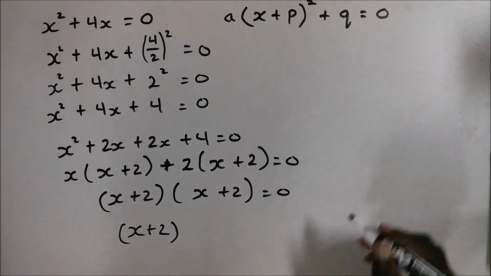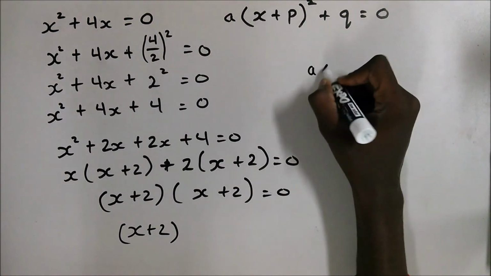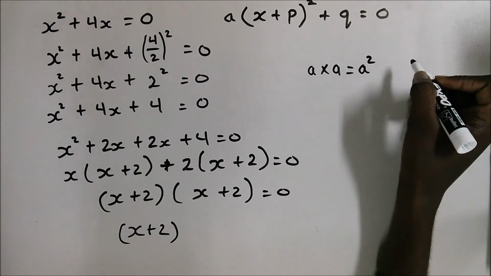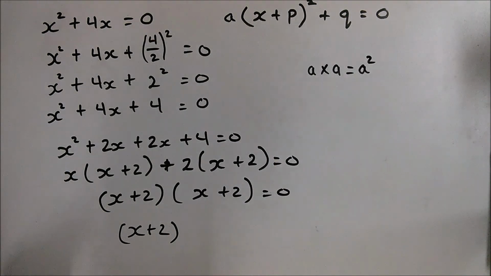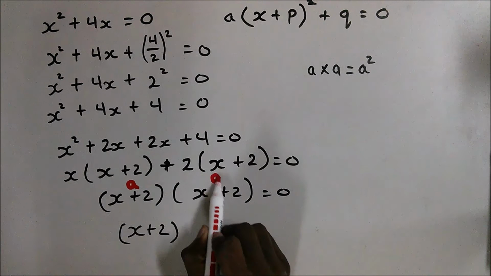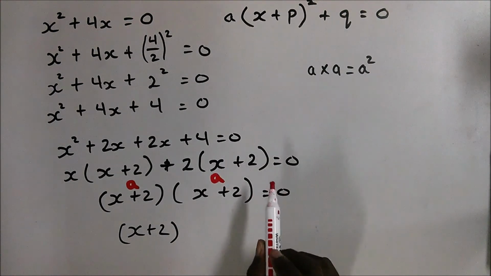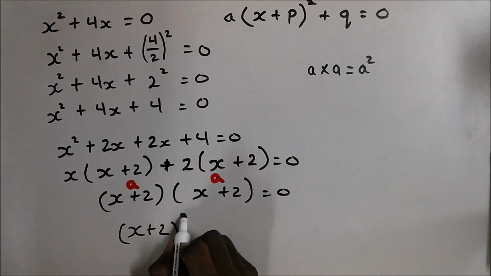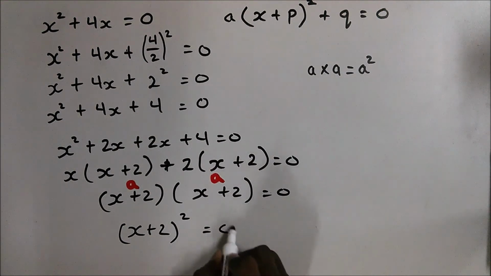we can use the rule that says a times a is equal to a squared. This is like a, one a, another a, which is equal to a squared. So when we write that, we get (a) all squared is equal to 0.